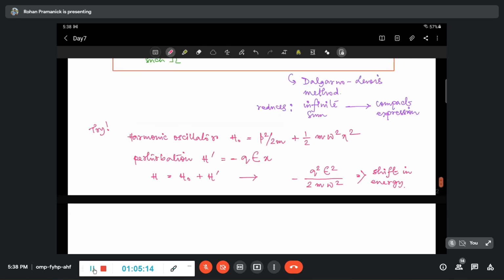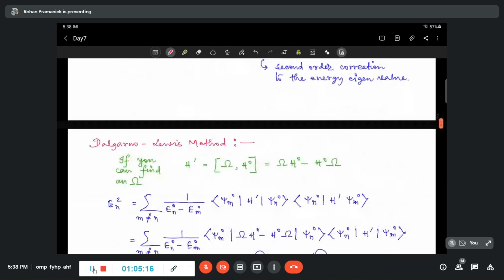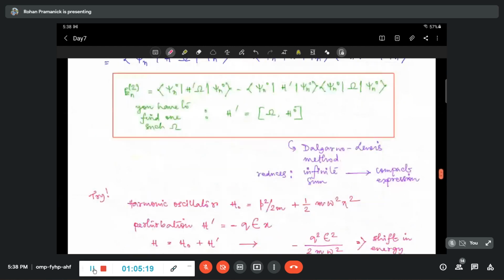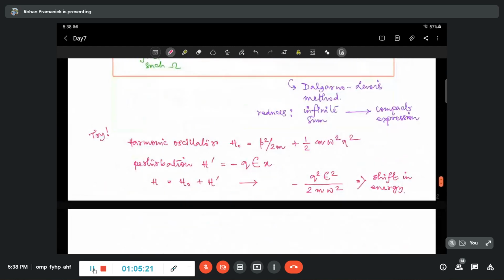But before that, I have said this. So let's see, this q epsilon x. This epsilon is nothing but the curly version of E. I have E for energy, that's why I have written it here as epsilon. So let's say you have a correction of q epsilon x. Can you somehow intuitively tell what is the first order correction to any eigenstate?